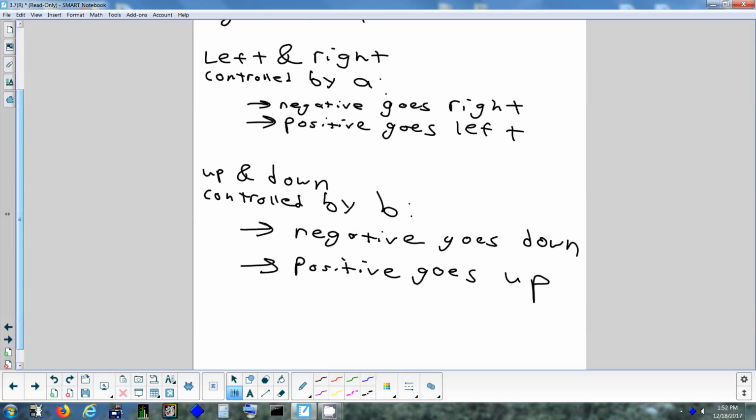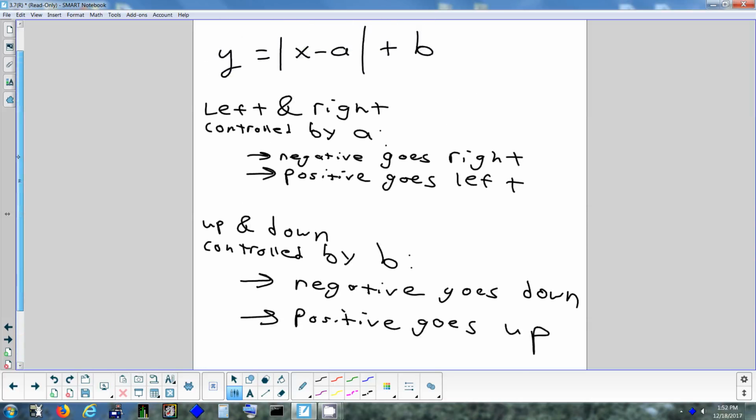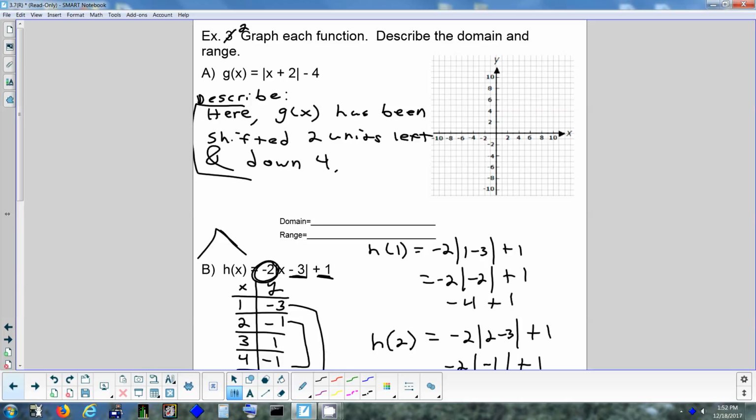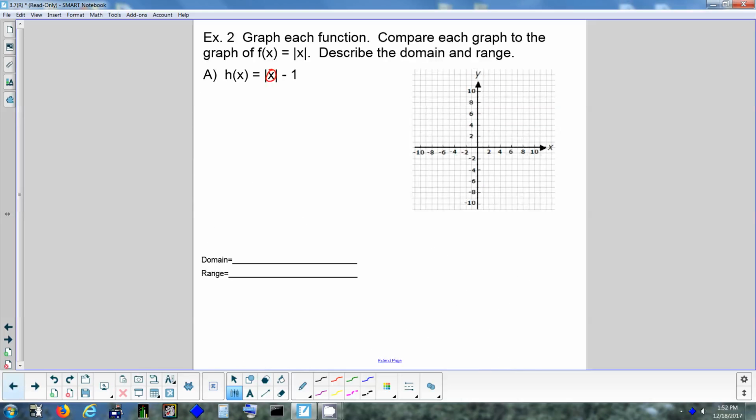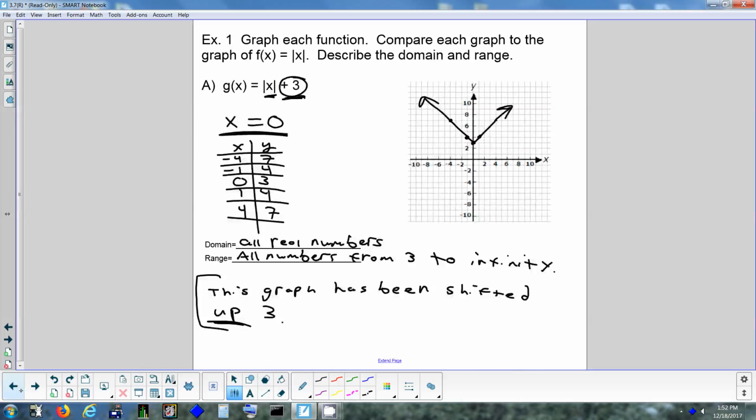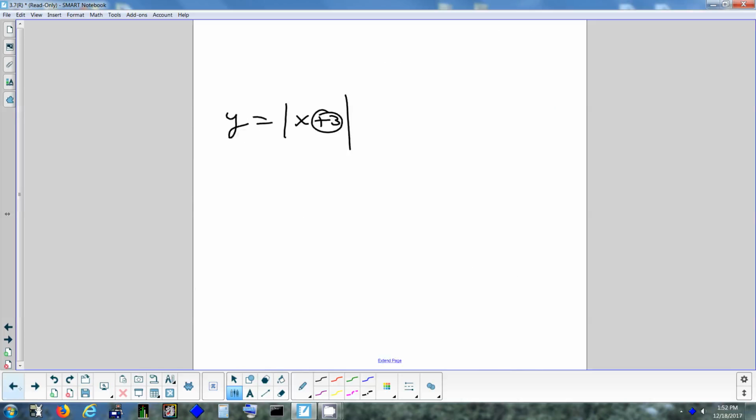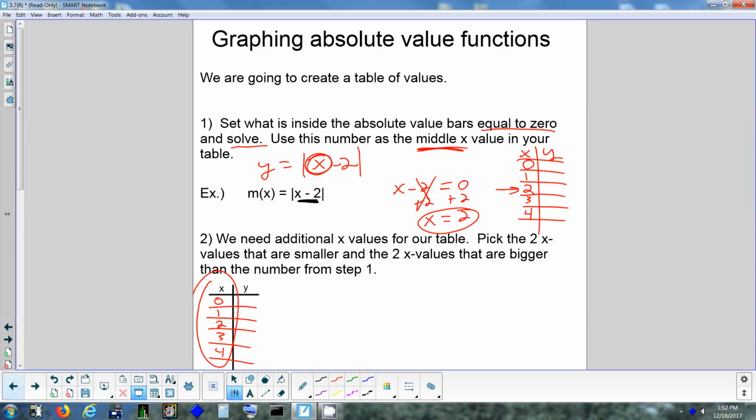So again, we won't make you identify the domain and range of one like this. We're only going to make you identify the domain and range of something like the first example we did. We won't make you do anything that involves 2 numbers, like a number on the inside and a number on the outside. We'll never make you do that.